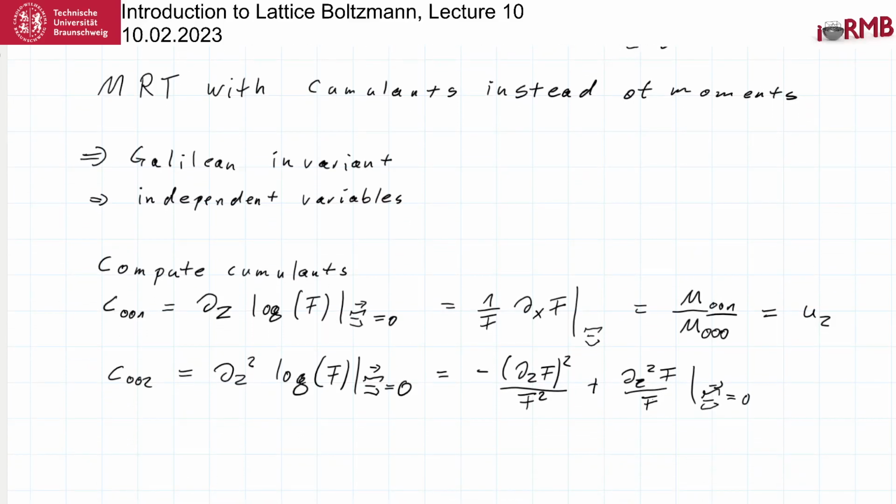And now, okay, I've written it the wrong way. This guy here is the second derivative, so it's the second moment. So it's m002 divided by the zero moment, because there's no derivative here, so it's divided by m00. And this guy here is the first moment squared, so it's minus u_z squared.